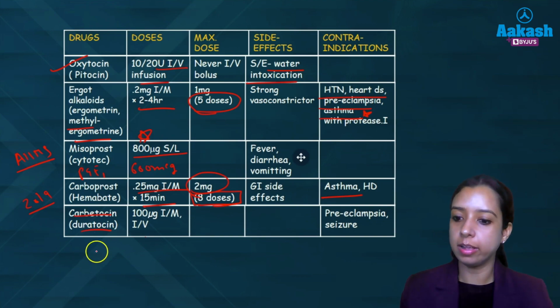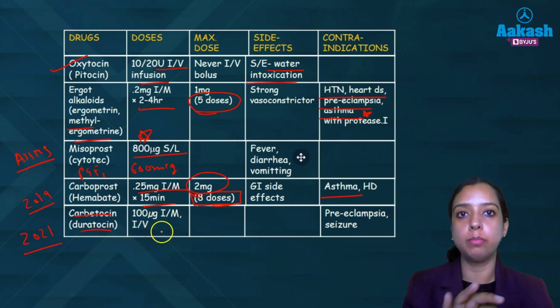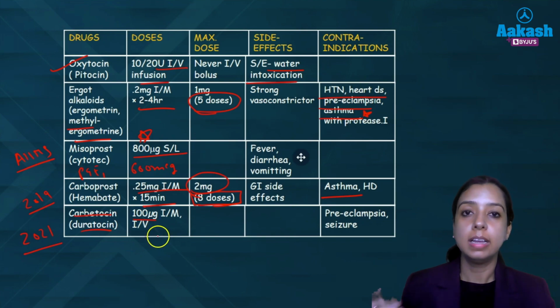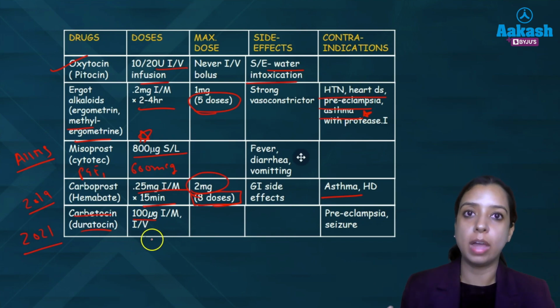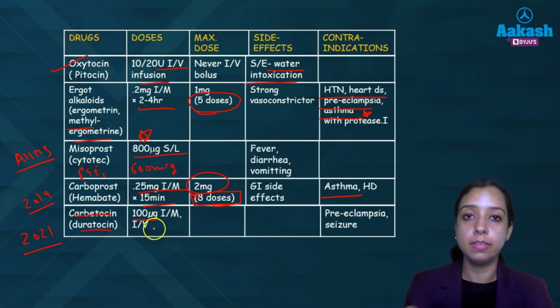The question that has been asked on carbetocin was in INICET 2021. The dose was asked. The dose can be given both IM and IV. It is a 100 microgram bolus given within 2 minutes. So that is the dose. So the dose is 100 microgram IM or IV given within 2 minutes. That was the question asked.